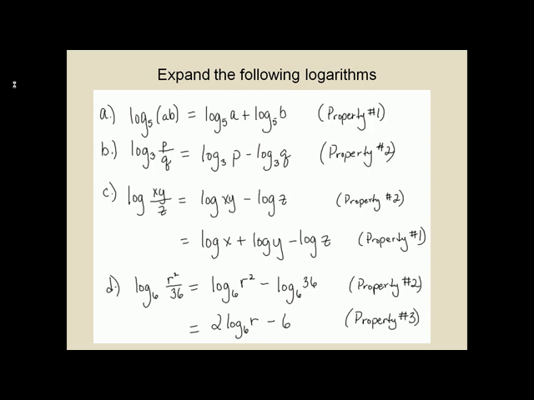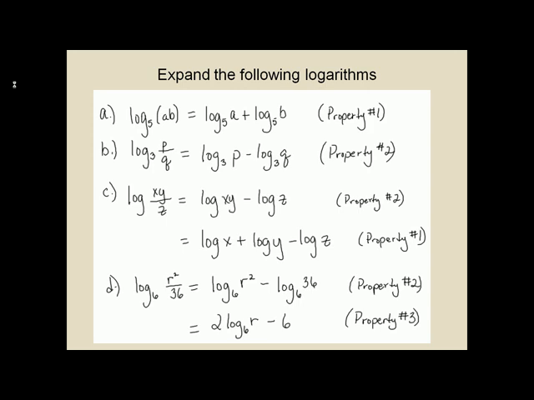In part A, we have log base 5 of AB. Notice we have the log of a product, which resembles property number 1 from the previous slide. That property tells us that we can expand this or break it apart into two separate logarithms using addition. So we have log base 5 of A plus log base 5 of B. And we've expanded it using property number 1. No other properties are visible, so we're done with the expansion, and that's our final answer.